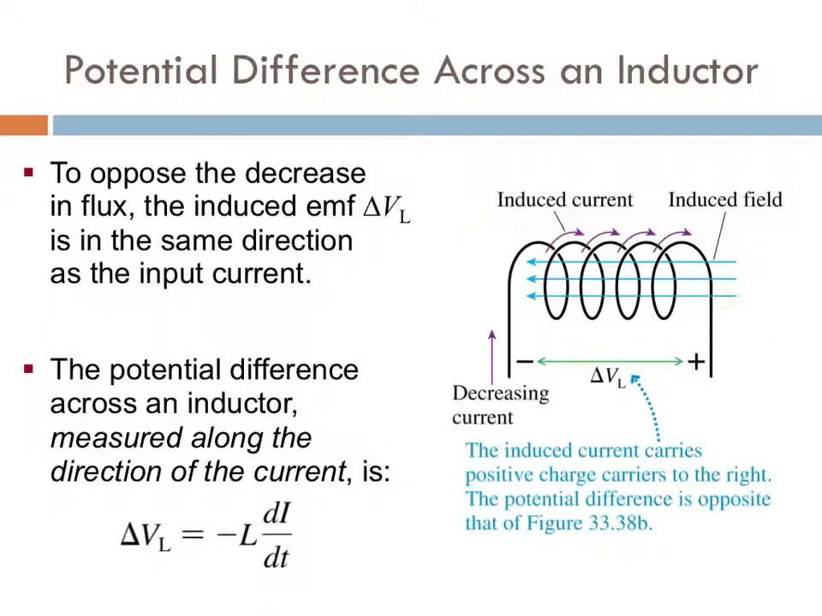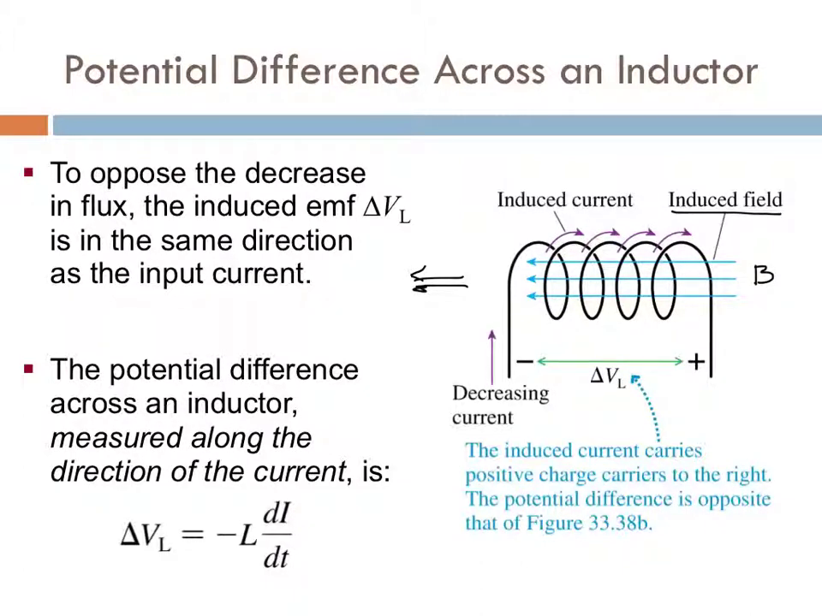Now we look at the situation with decreasing current. Remember that our magnetic field was still going to the left, but now because we have a decreasing current, we're going to have a decreasing flux. So Lenz's law says that we're going to oppose that decreasing flux. So the induced field will also be in that direction. If the magnetic field is in that direction, then we are going to produce an induced current in the same direction as the current of the solenoid.